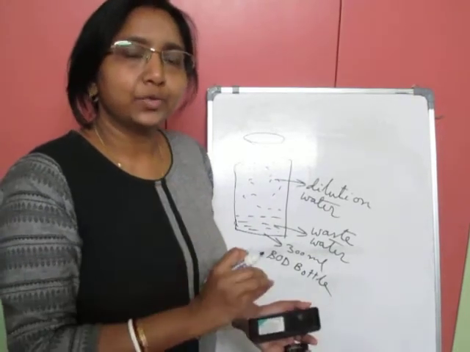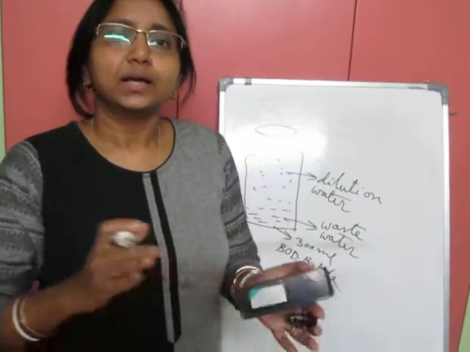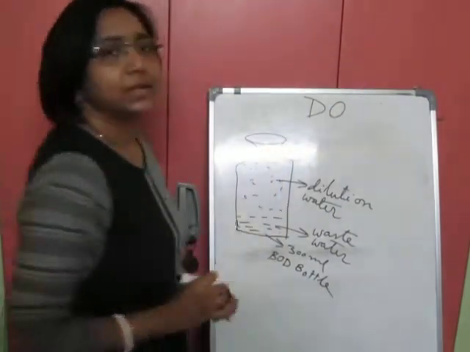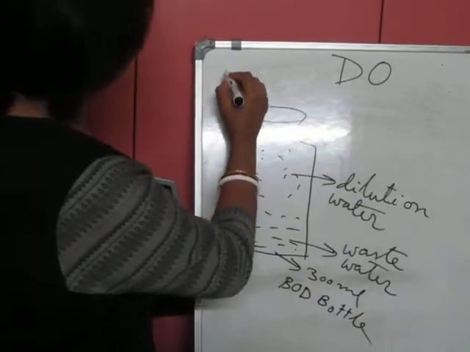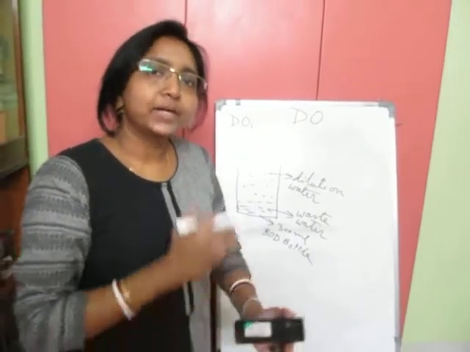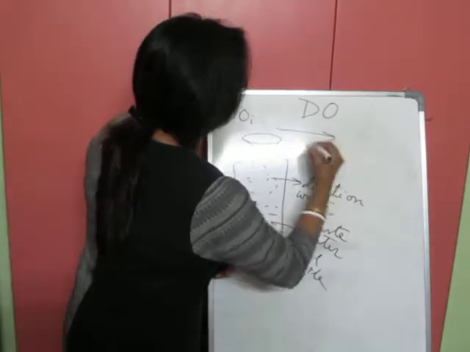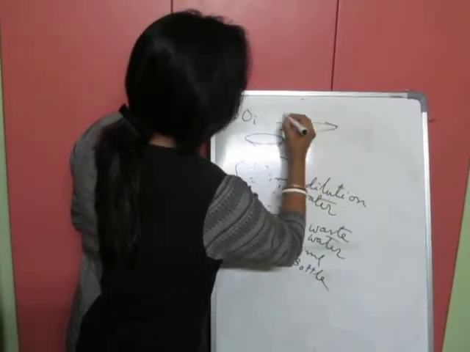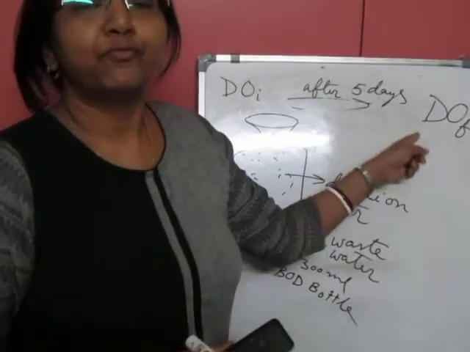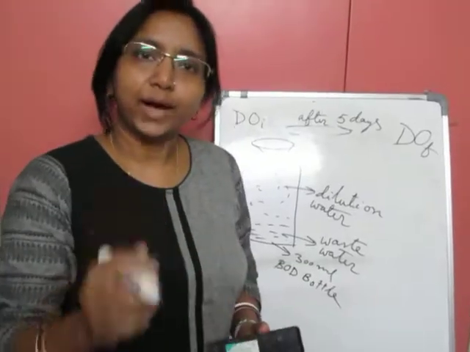Now, initially we calculate the dissolved oxygen present in this bottle. You know that oxygen remains in the air, as well as oxygen remains dissolved in the water. That is the dissolved oxygen. We write DO. Initially we take DOI, that is the initial dissolved oxygen. Then after 5 days again we determine the amount of dissolved oxygen present in this bottle, that is DOF, the final dissolved oxygen.